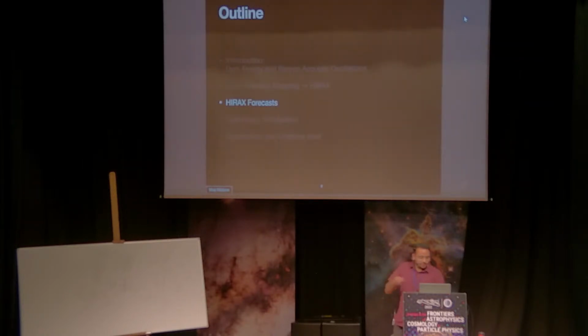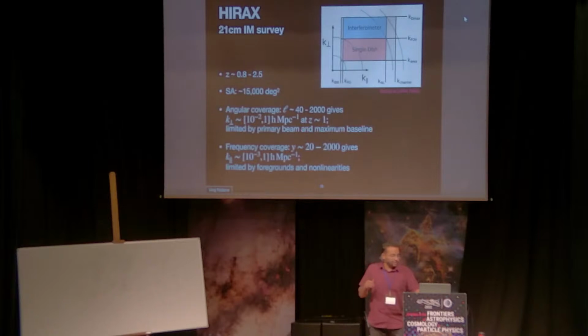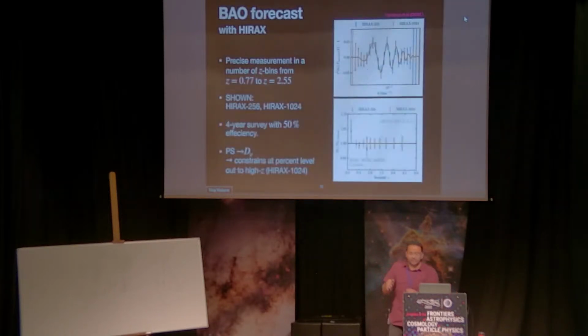Going through some existing forecasts, we set some basic limitations on the k perpendicular and k parallel modes, based on the angular coverage and the frequency coverage of the experiment. Keeping these in mind, we have some Fisher forecasts for the power spectrum errors. These errors can be translated into the errors on the length scale.